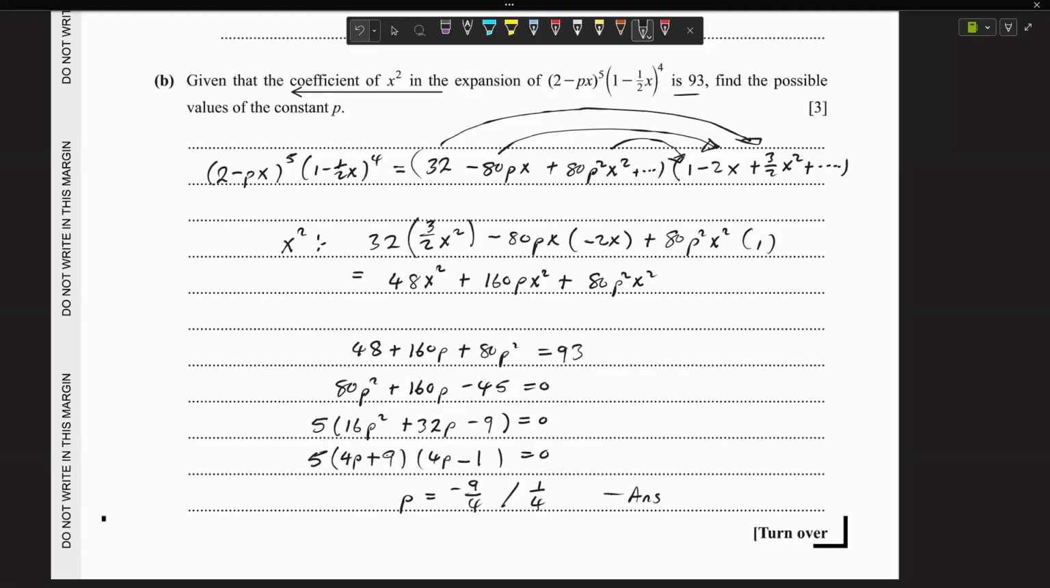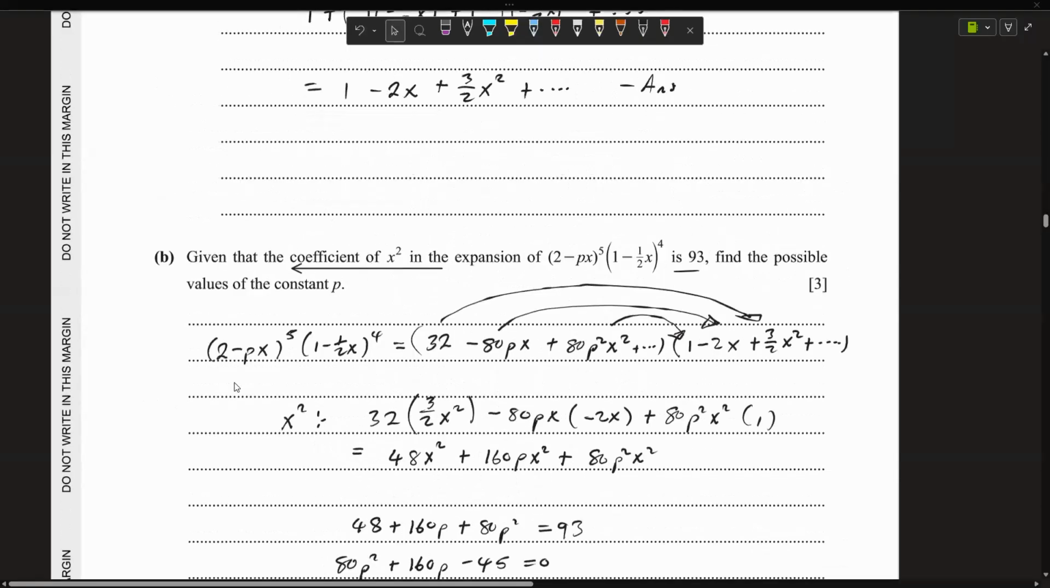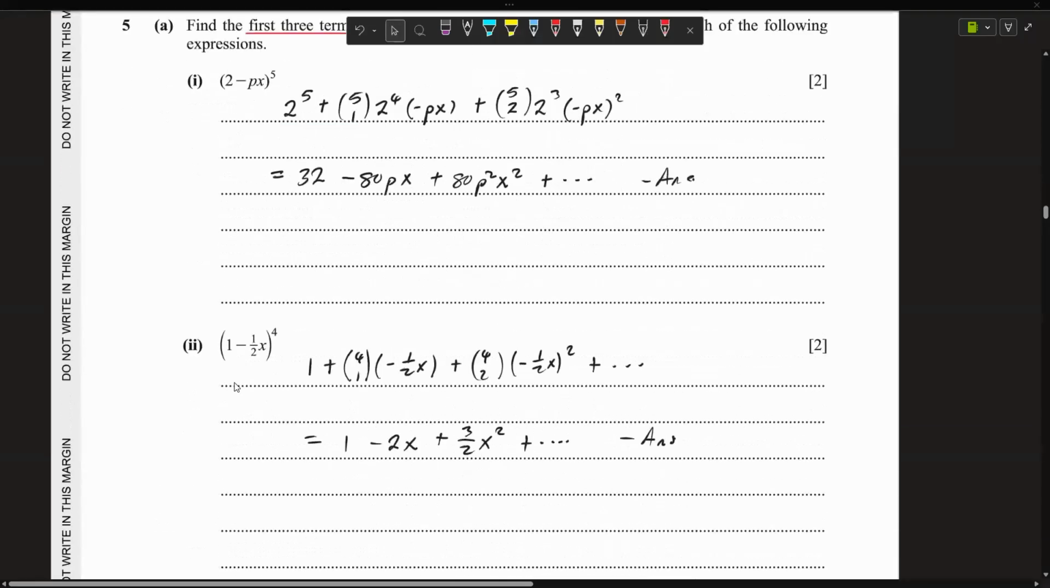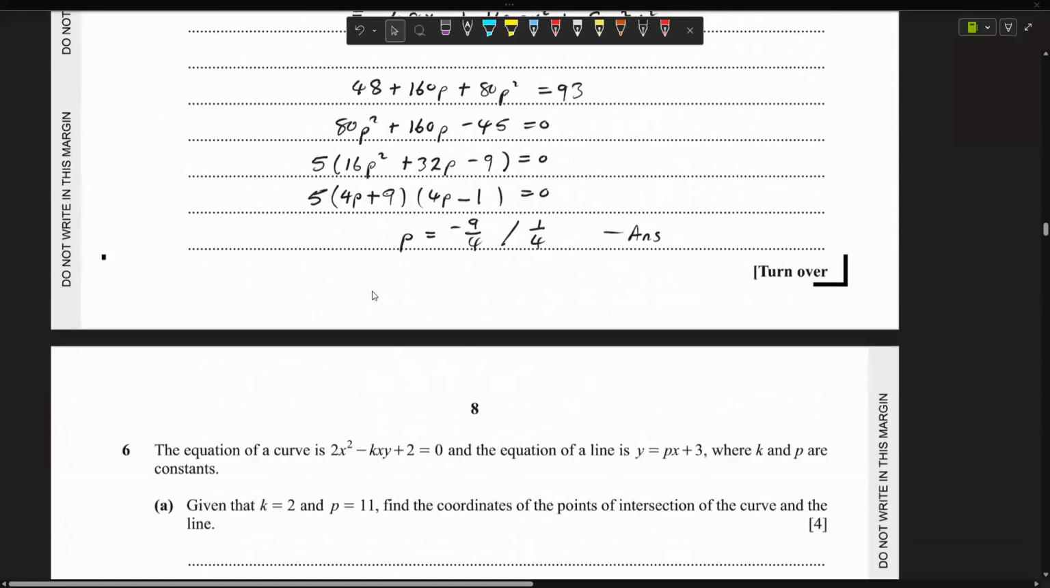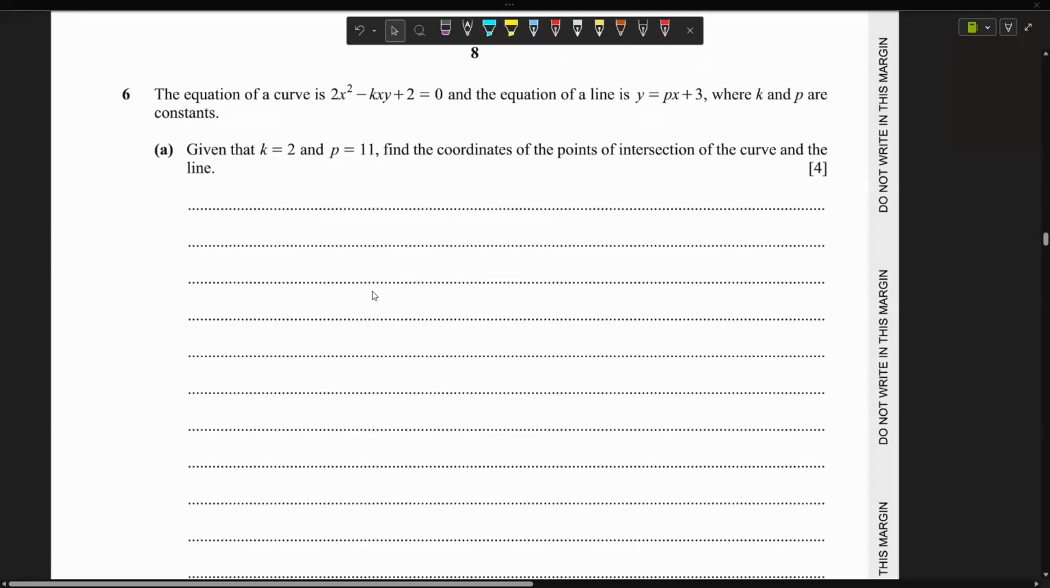Okay, what do you think of this? Any questions? Okay, silence means that people got it, so it's all right. Let's move on then to question number 6.